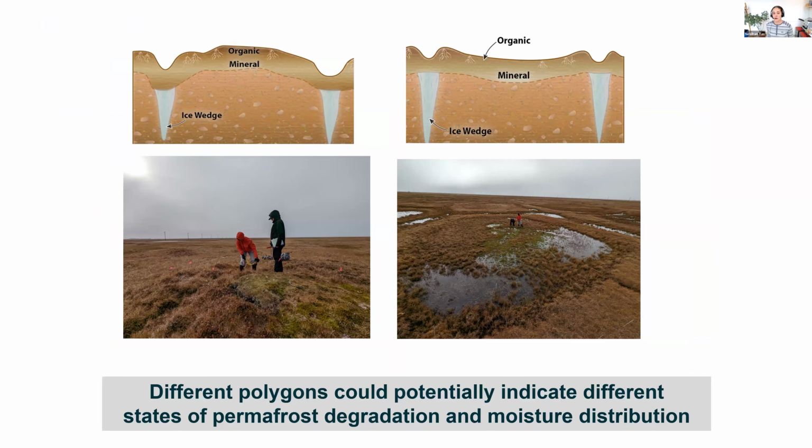So what we focused on is using the landscape as a unit of understanding. These are very prominent features with high centers or low centers, distributing the moisture quite dynamically, as you see in these figures, where you can stand on them or you get sucked into them. How these structures function in their environment could be quite different. Our approach is that these different polygons indicate different states of permafrost degradation and moisture distribution, and we can use this to understand the landscape and microbial functions.